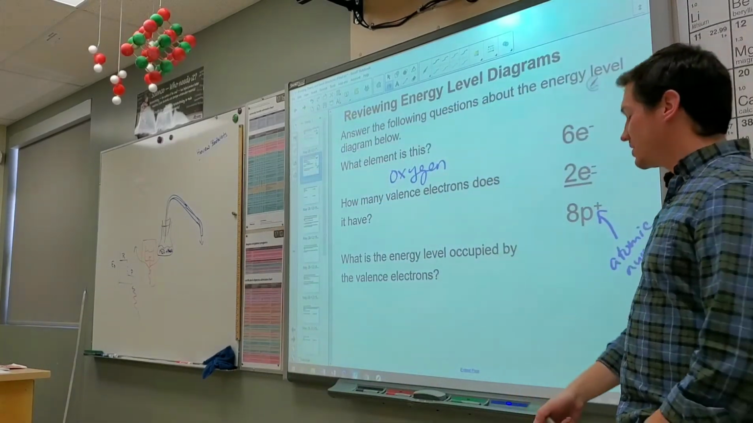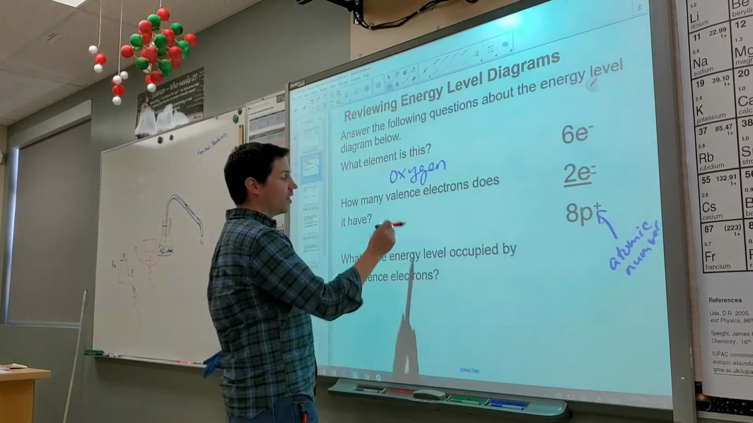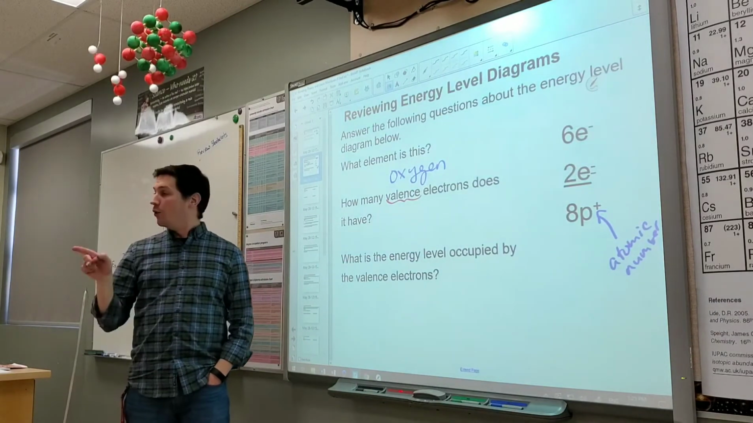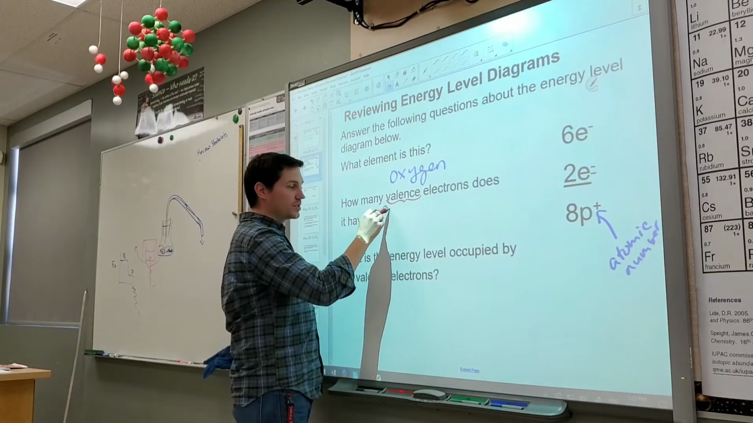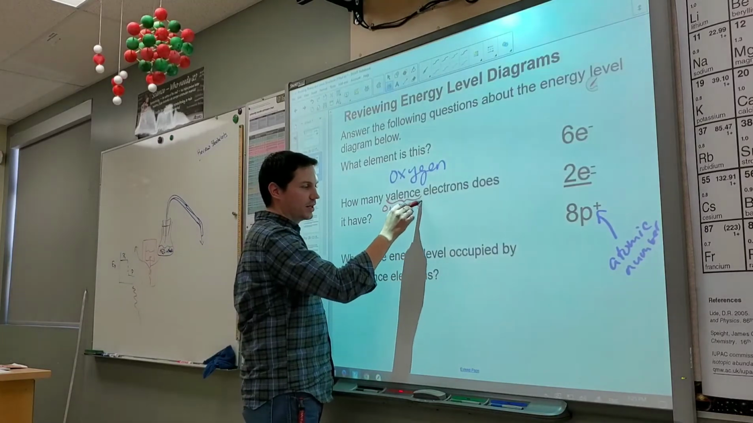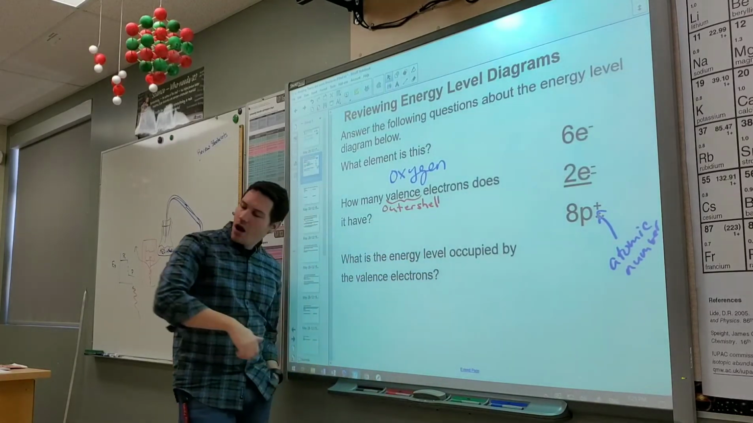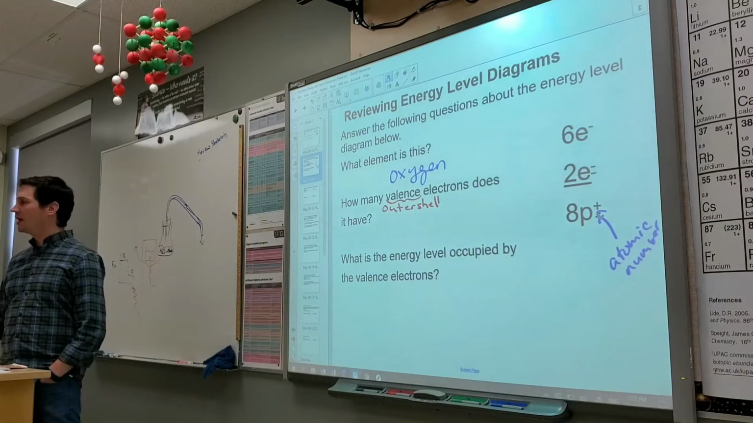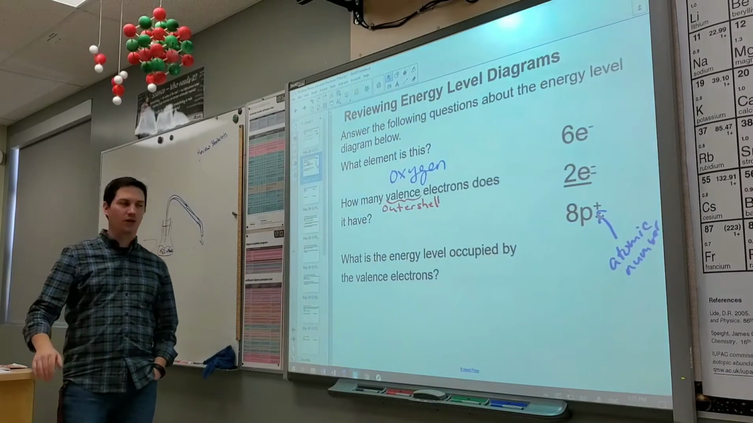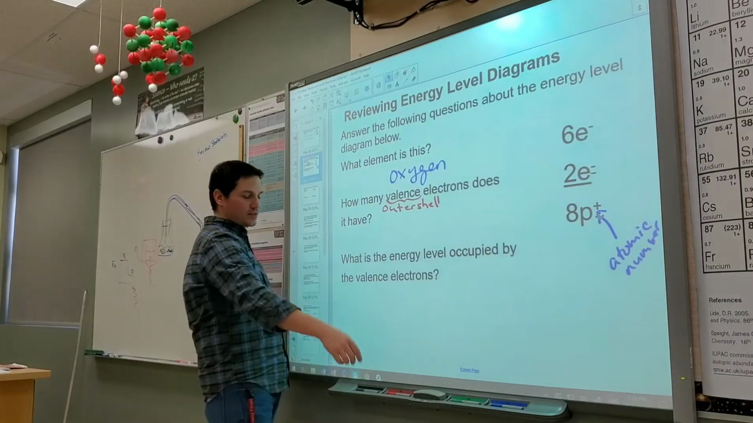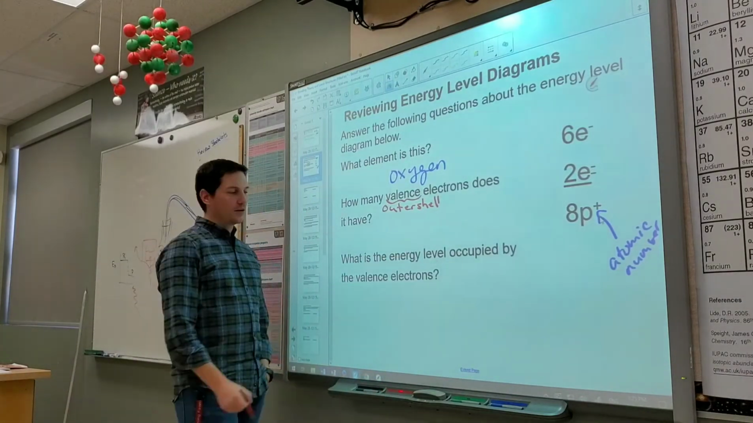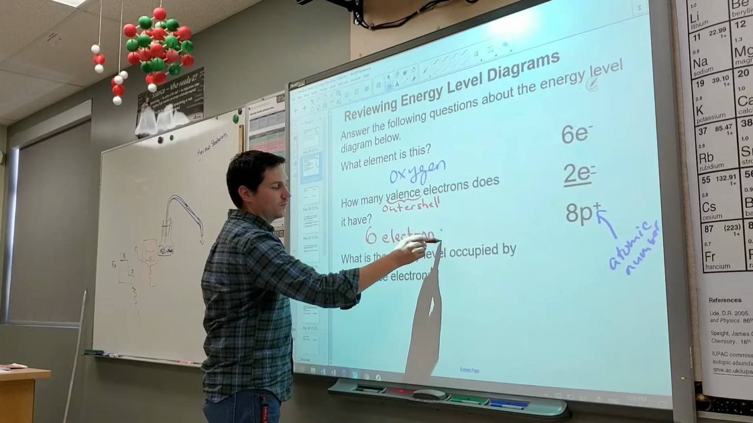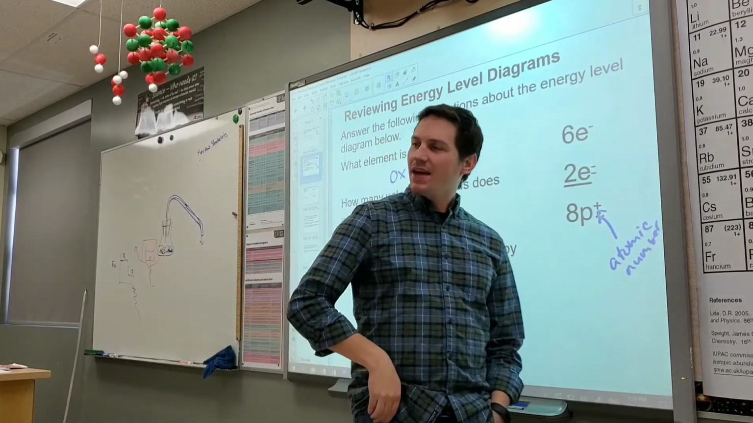How many valence electrons? Let's really quickly describe the term valence. What does valence mean? Outer shell. It's the most outside shell. Not the most outside shell there could be. It's the most outside shell that is occupied. It has to have at least one electron in it. So how many valence electrons does this thing have? 6. It has 6 electrons. Why does it have 6 and not 8?